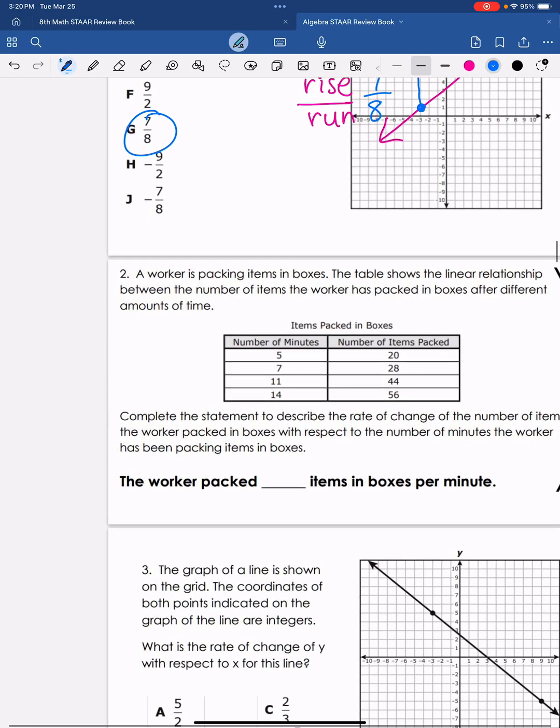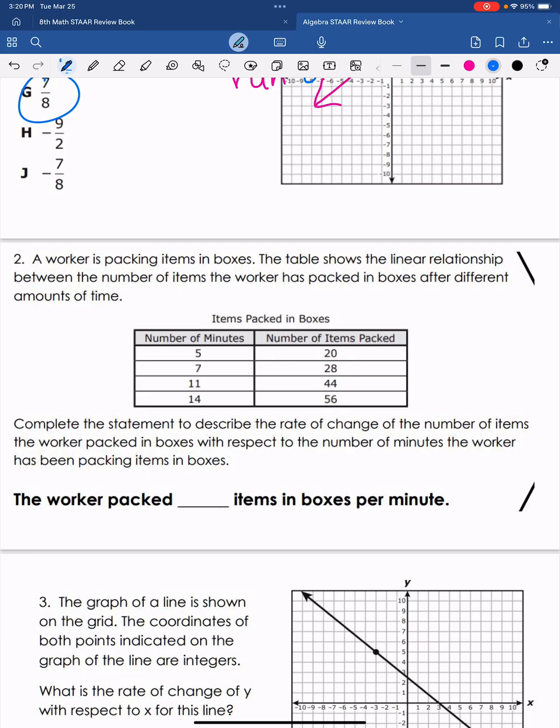Number 2. A worker is packing items in boxes. The table shows the linear relationship between the number of items the worker has packed in boxes after different amounts of time. Complete the statement to describe the rate of change of the number of items the worker packaged in boxes with respect to the number of minutes the worker has been packaging items in the boxes.